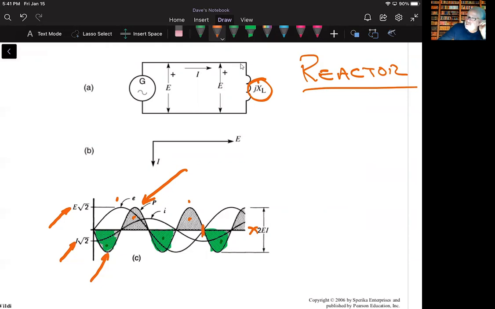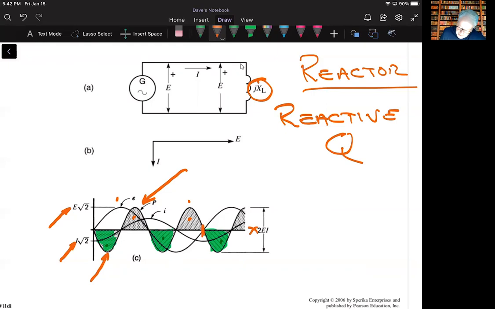Power that surges back and forth like this, you give the power and the power is returned. Power that surges back and forth in this manner is called reactive power. Reactive power comes from reactive components, and it's symbolized with the letter Q to distinguish it from active power and other types of power.